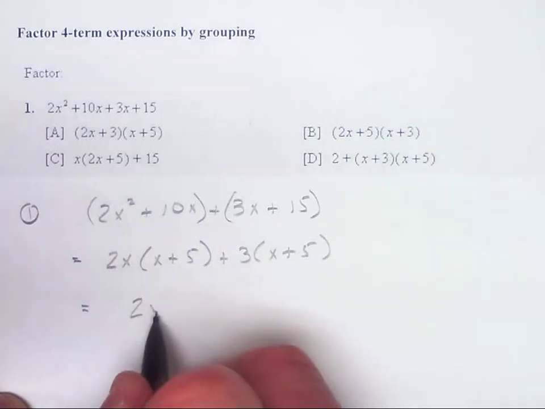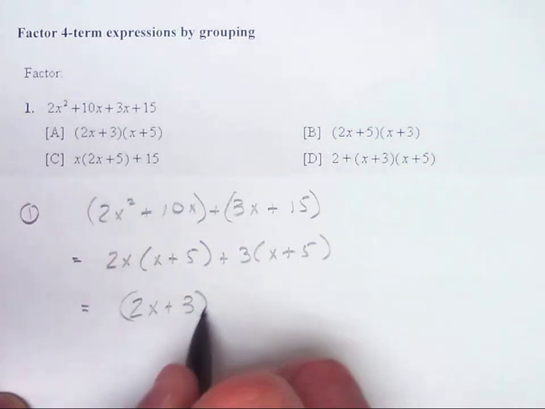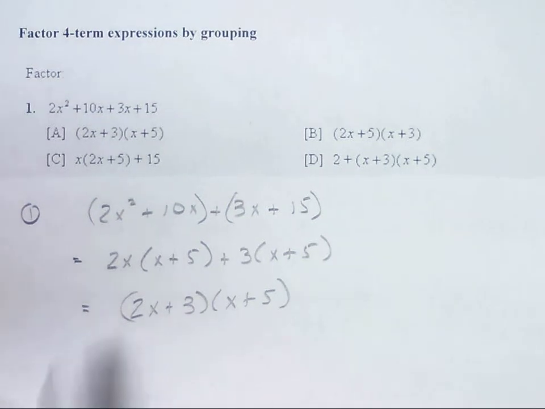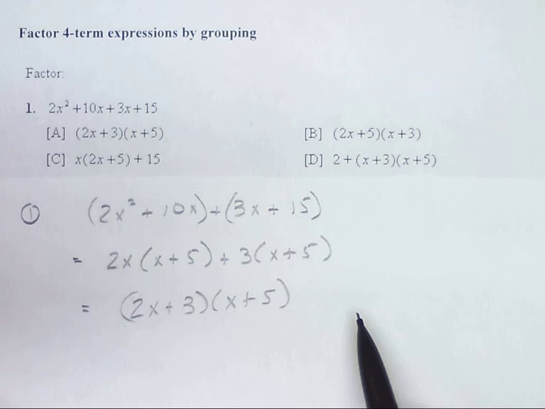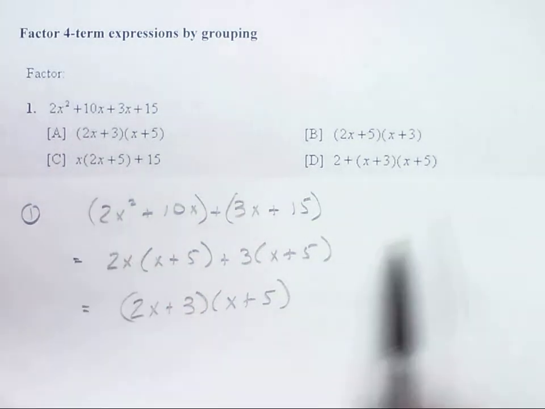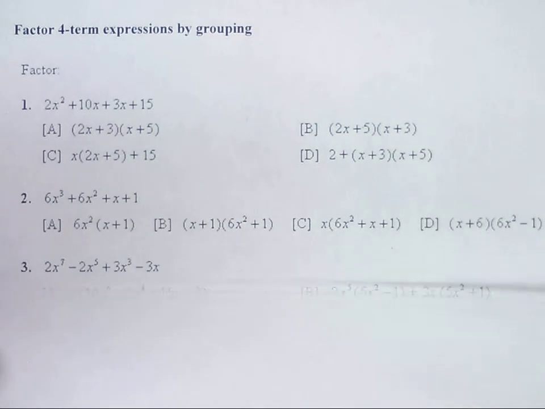I can say that's the same thing as 2x and 3 times x plus 5, which is just a way of thinking about the distributive property. So we factored this four-term expression by grouping, and it matches letter A. Let's try another one.